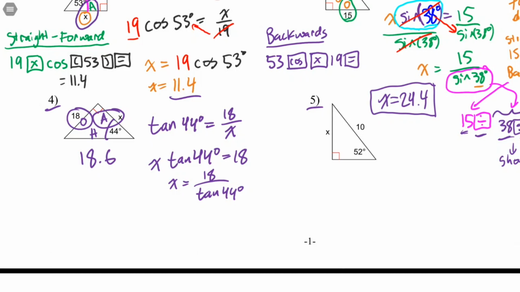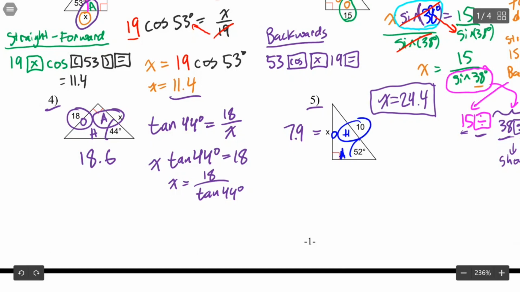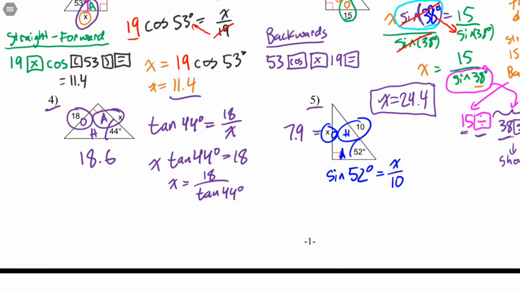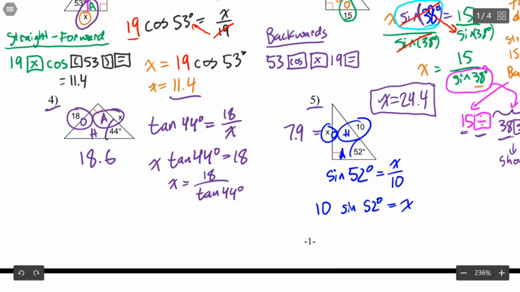Okay, question 5. If you did it correctly, x equals 7.9. And here's the full solution if you didn't get that. Here's my angle. This is my hypotenuse. This is my opposite. This is my adjacent. I care about the opposite and the hypotenuse. So this is going to be a sine question. Sine of my angle is my opposite over my hypotenuse. The 10 underneath we're going to multiply in front when we cross multiply. You plug that into your calculator, you should get 7.9.